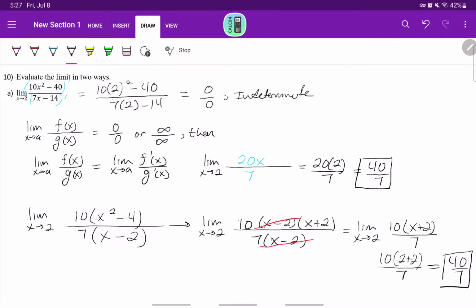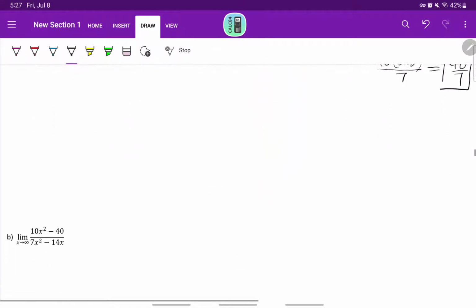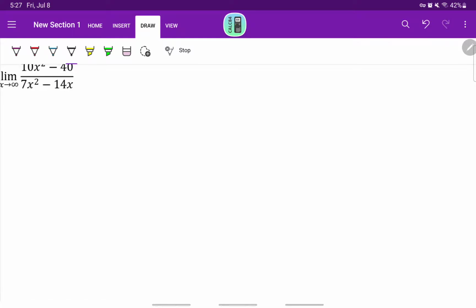All right, let's move on to 10b. It says the limit as x approaches infinity of 10x squared minus 40 over 7x squared minus 14x. We can do this in two ways as well. I'm going to use L'Hopital's rule if I have an indeterminate answer.